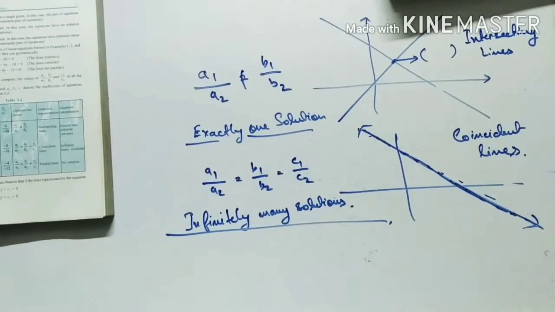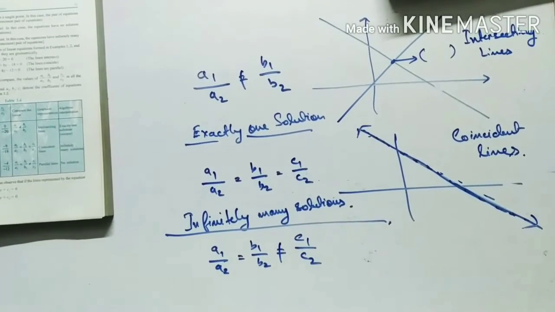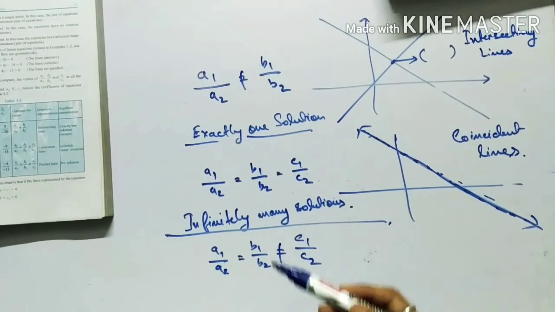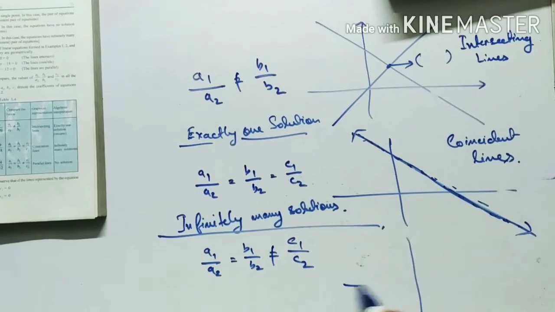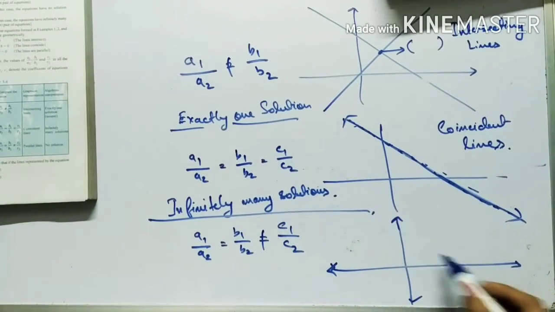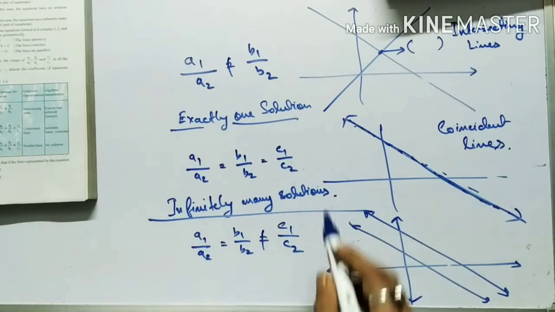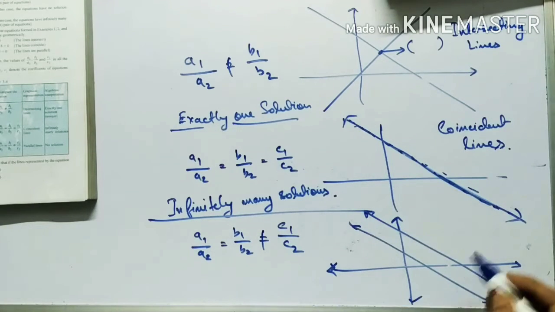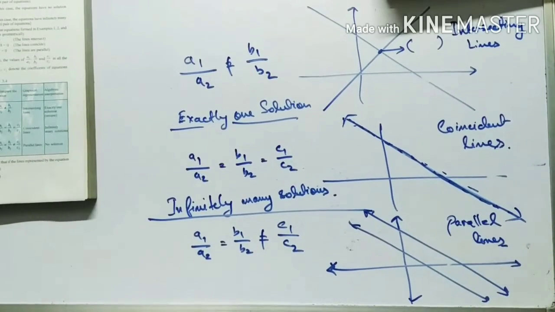Understand? And next, if a1/a2 is equal to b1/b2 not equal to c1/c2, then their graphical representation, what will I get? I will get that the two lines will be parallel. They will never intersect at a point. The two lines will be parallel lines.